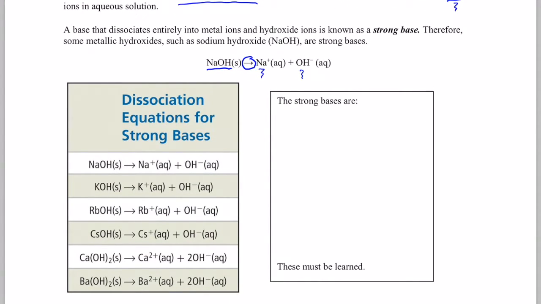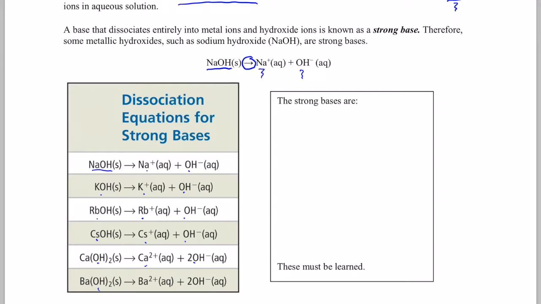Now let me give you a few equations for the dissociations of strong bases. We just showed you sodium hydroxide dissolving in water to form sodium and hydroxide ions. Potassium hydroxide can do the same thing. Rubidium hydroxide can do the same thing. Cesium hydroxide, calcium hydroxide, and barium hydroxide. These are some of our strong bases. There are actually a couple others I want to add to that list. So let's list the strong bases in this box over here.